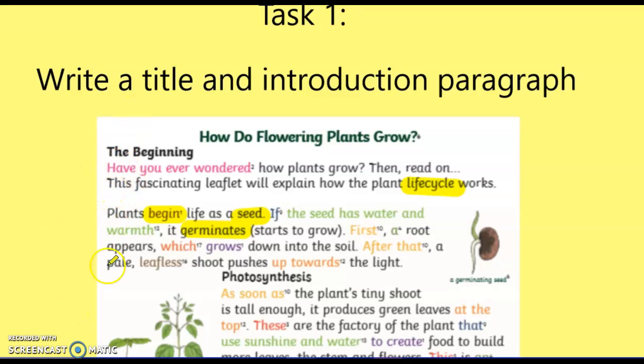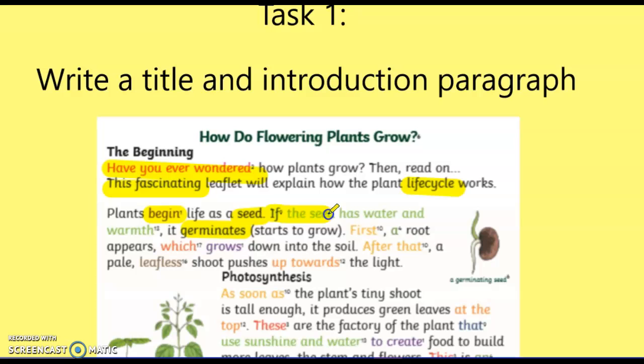You might even want to magpie or use some of these sentence starters like, have you ever wondered? This fascinating text will tell you. Okay, and then it starts off with the first thing that happens. It puts it in order. They begin life as a seed.